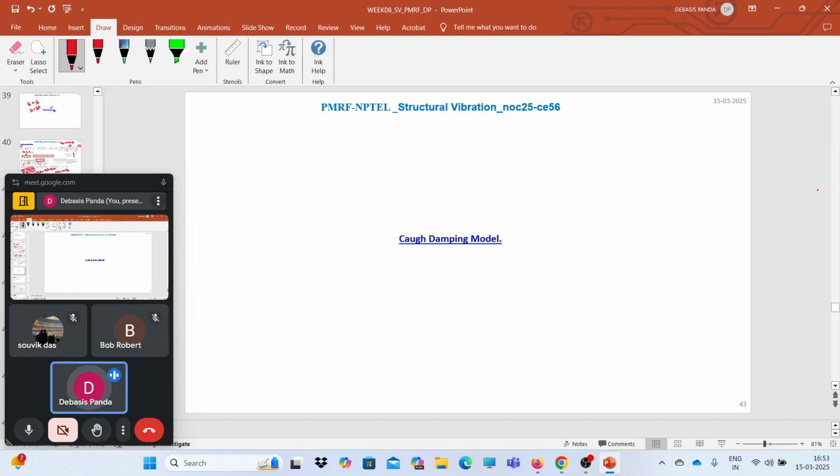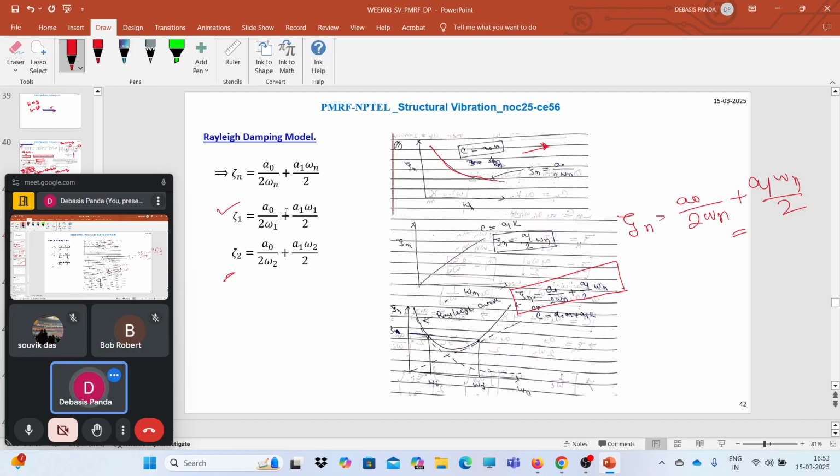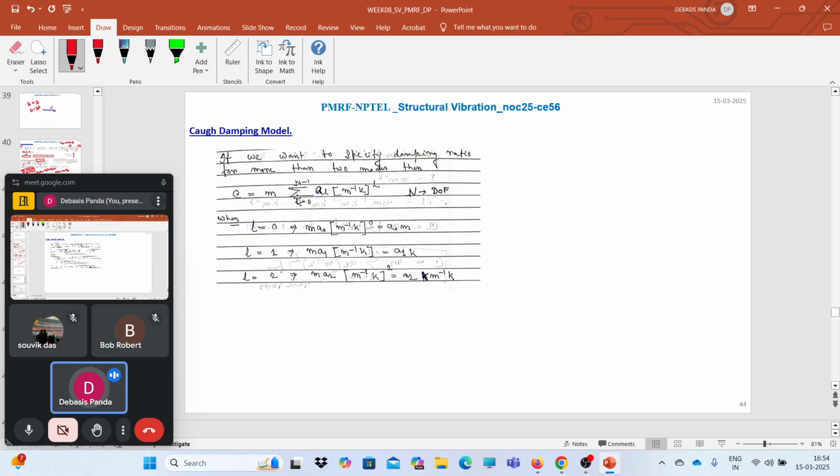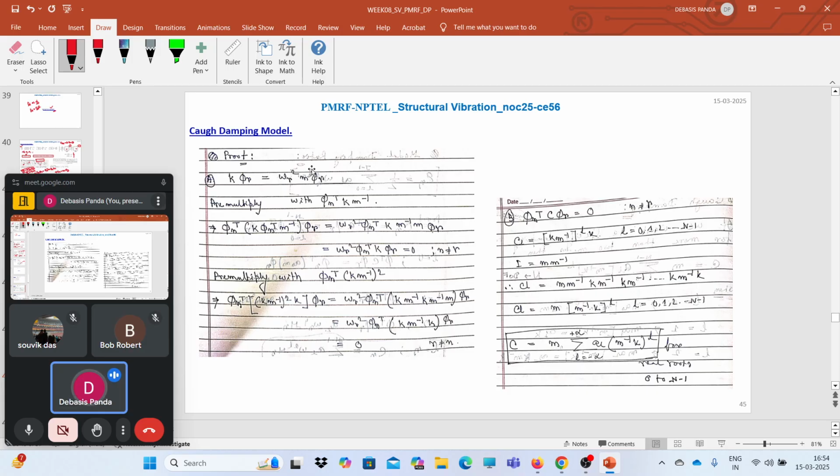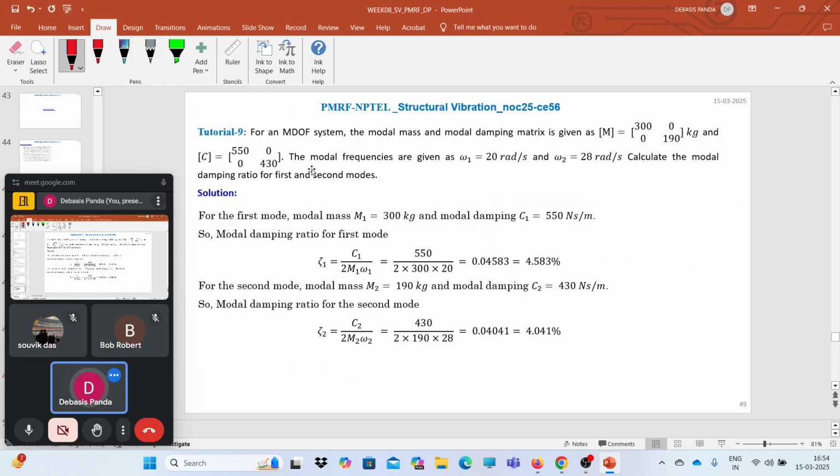Like we have the Caughey model. Here we can see we have two unknowns, so we can only solve for two modes. If we want to solve for more modes, we go for the Caughey model. I will discuss the damping model in detail in the next class. Today we will quickly go through and solve the examples, and then we'll wrap up the session, because discussing the damping model and elaborating the physical effects will take time and we don't have time today. So let's quickly solve the questions related to Rayleigh damping.